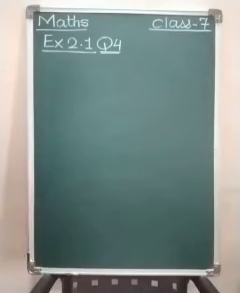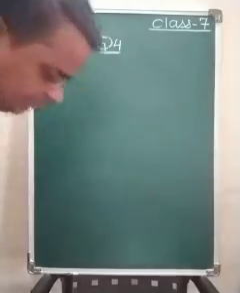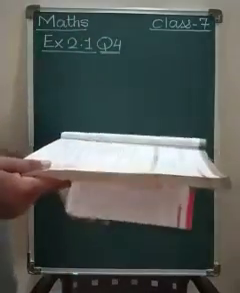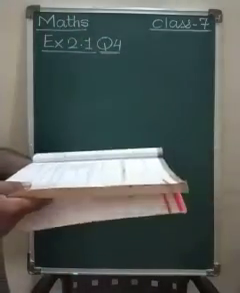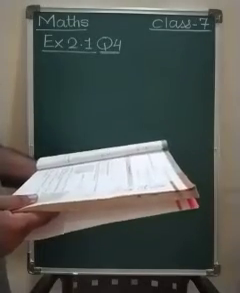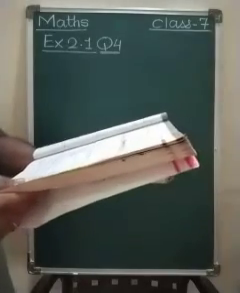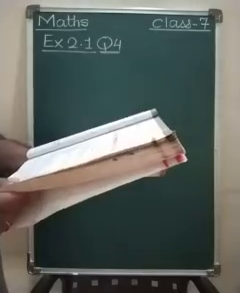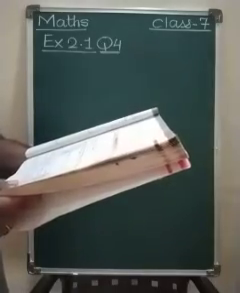Okay, we'll solve question number 4 also. What is given in question number 4? Let us see. A rectangular sheet of paper is 12 1 upon 2 centimeter long and 10 2 upon 3 centimeter wide. Find its perimeter.